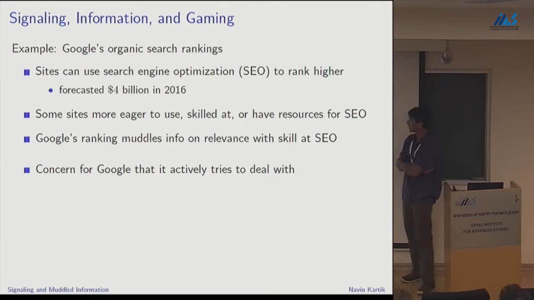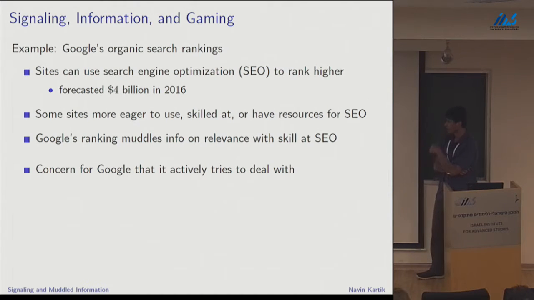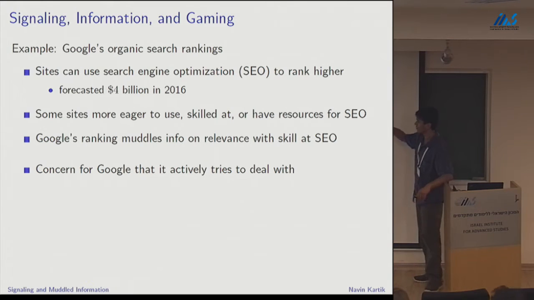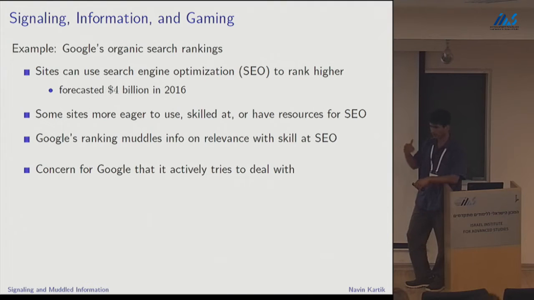Here's another one. Think about web search. When you type a keyword into Google, you get a list of hits that Google suggests for you, and I'm talking about the white part of Google, not the yellow part, not the sponsored search part. There's something referred to as search engine optimization, SEO. Sites can engage in this in order to rank higher on the list that Google spits out for each keyword, and it's a pretty big industry. Some sites are more interested in using it, or just have higher resources and better workers, etc., to engage in this kind of SEO.